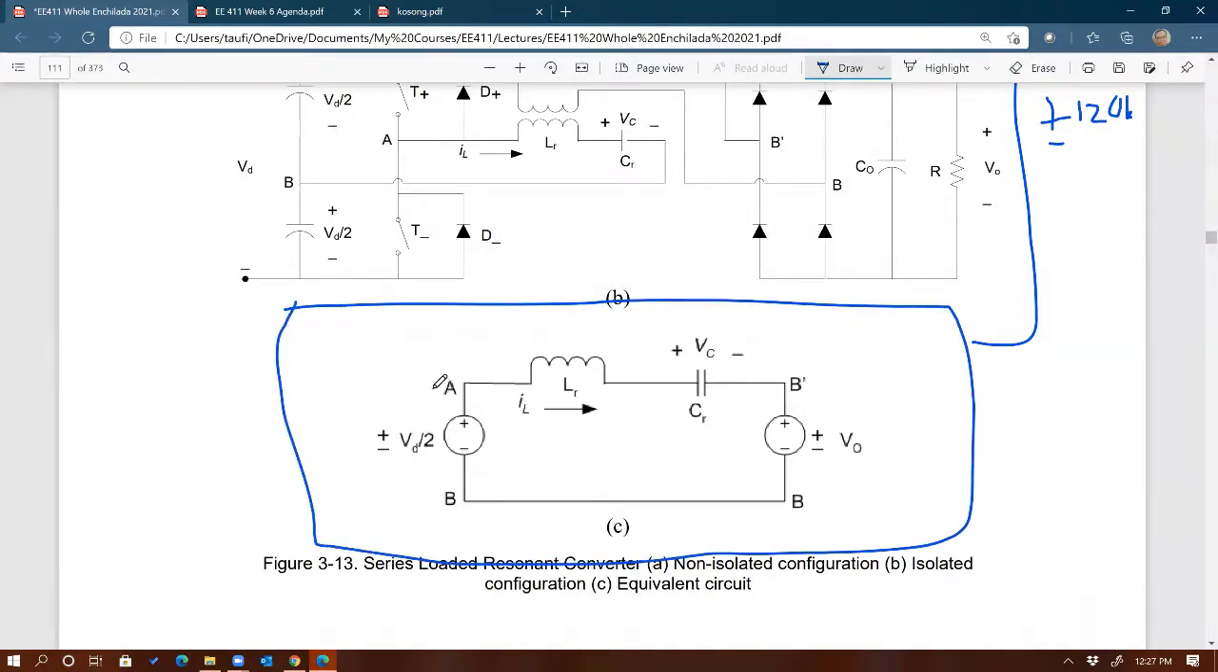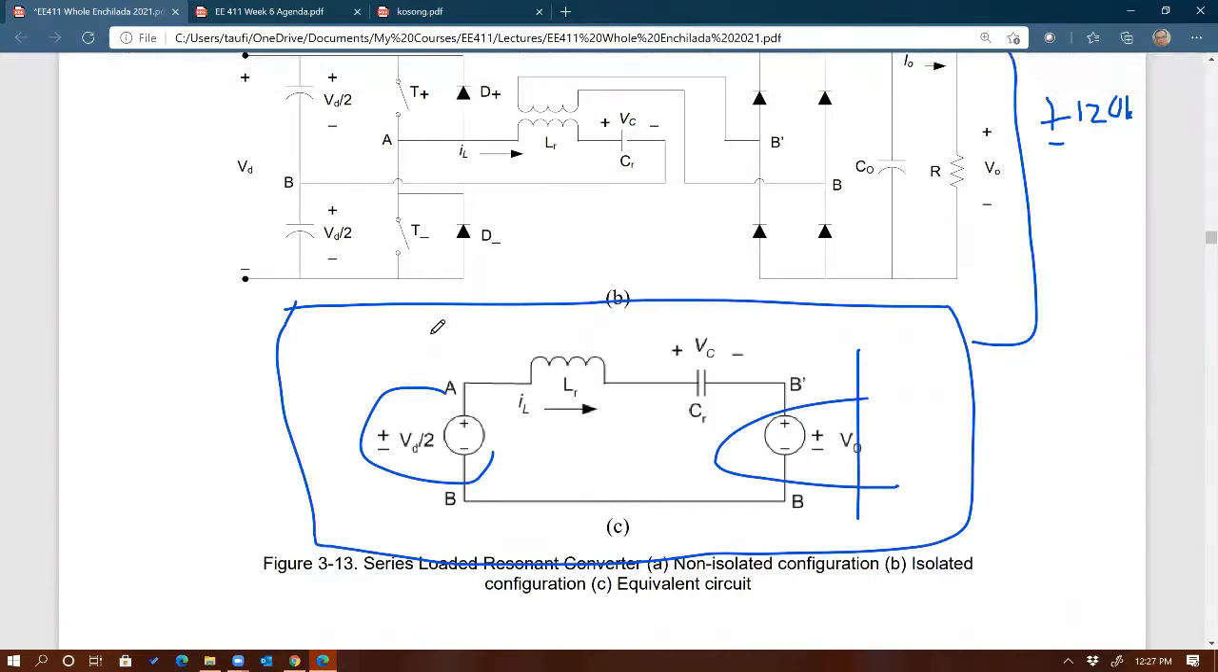Again, the difference will be the input and the output. Remember last time, depending on where the current is flowing, the direction of the current in the resonant tank will determine the polarity of the output, whereas the sign of the input voltage will be determined by which device is conducting at any given time.